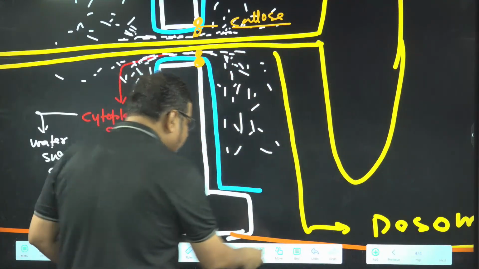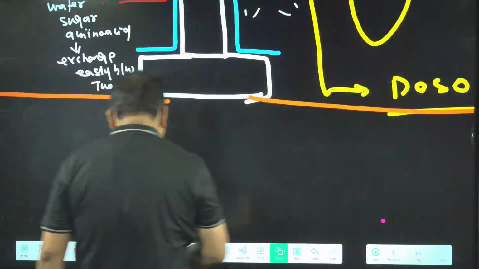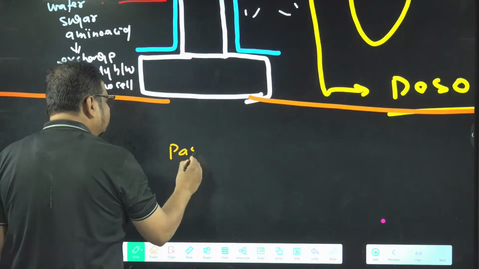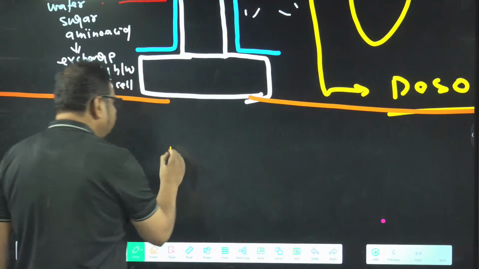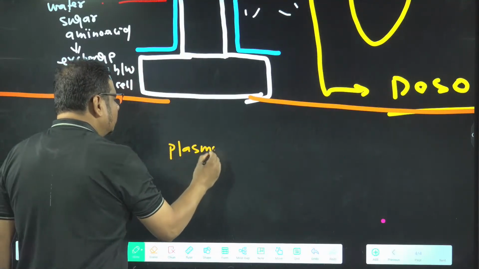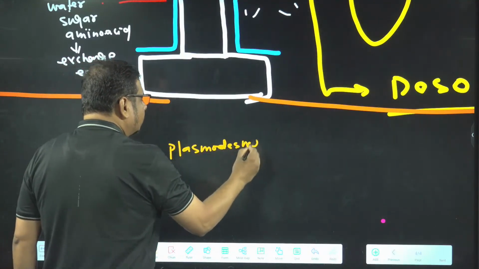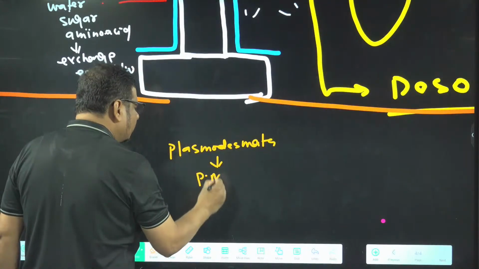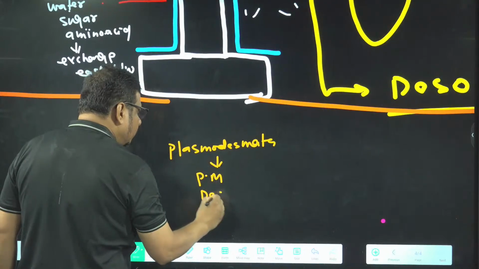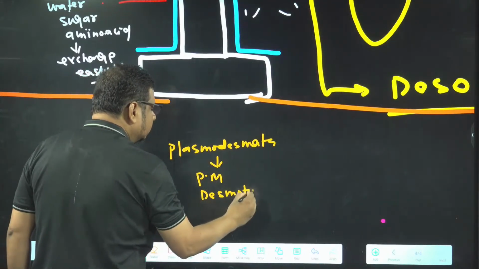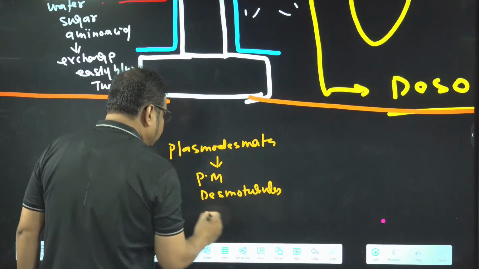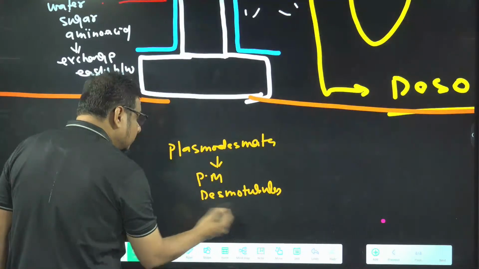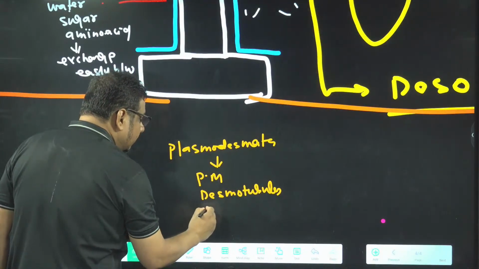So in plasmodesmata, how many components did I tell? In plasmodesmata, three things are there. Plasma membrane is the first component, desmotubule is the second, and the third one is what? Cytoplasmic sleeve.